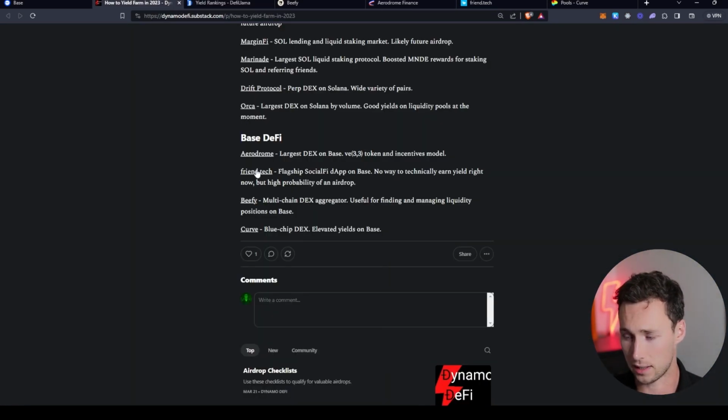Second application that I like that we're going to go for is friendtech. This is the flagship social fi application on Base. Technically, there's no way to earn yield right now.